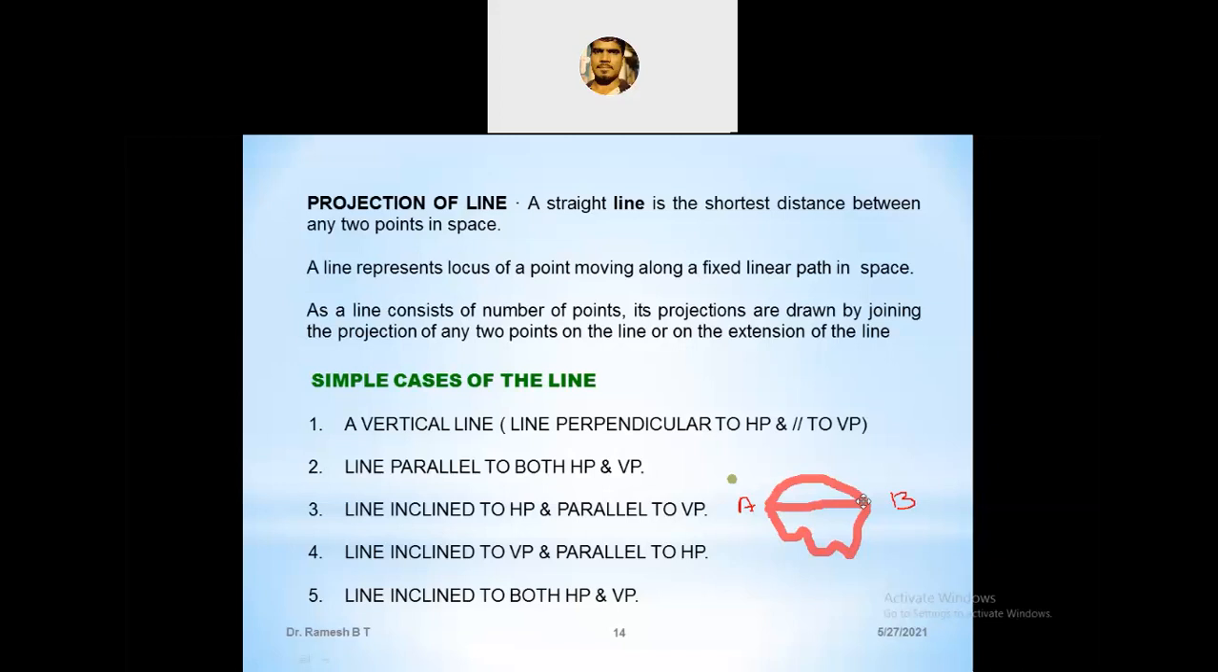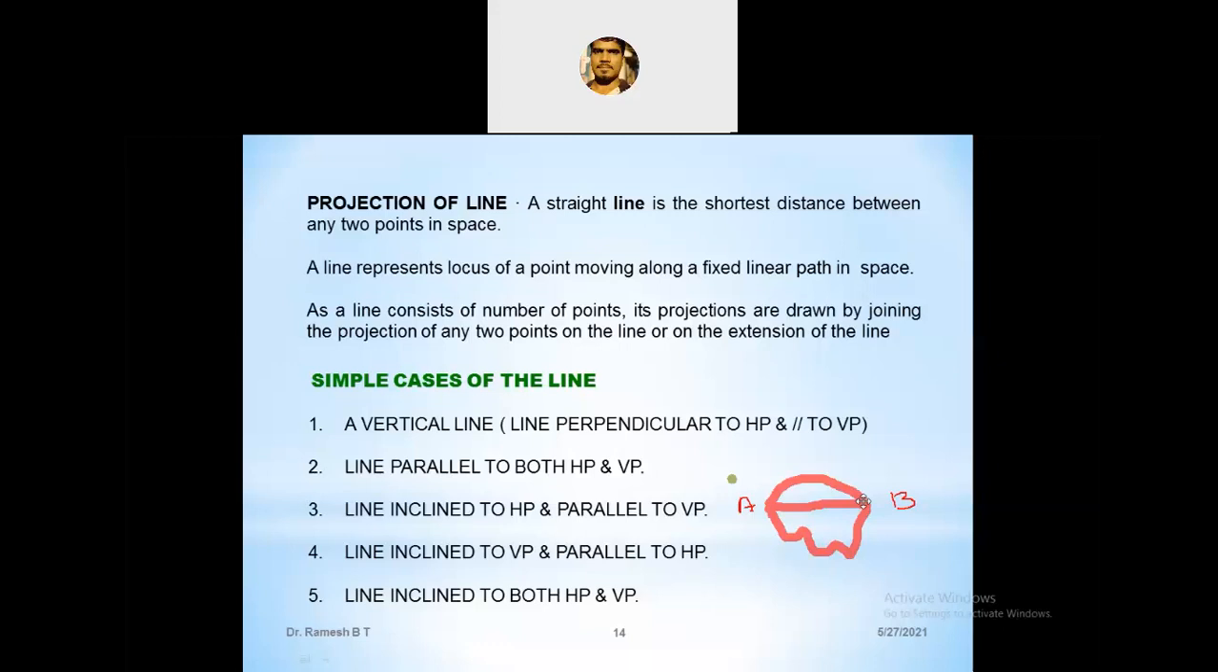In this fixed first quadrant, some simple cases are possible for the position of the line. We can place the line in different positions. First, we can place the line vertically. It is vertical to one plane and obviously parallel to the other. Second, the line may be parallel to both, that is, parallel to HP and parallel to VP. That is another possibility.